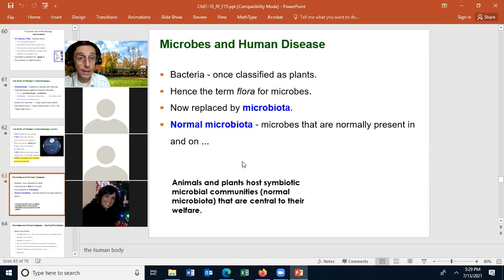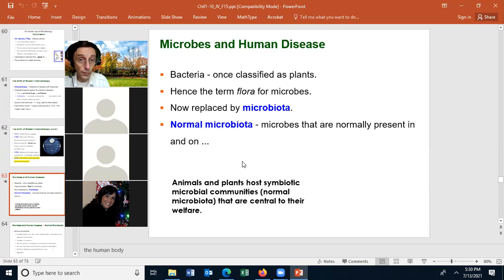All right, when we're talking about microbes, bacteria were once classified as plants. Hence the term flora or microflora was used for microbes. That has now been replaced by the term microbiota. But when I went through college and took microbiology, the term microflora was still used. So if I use that term, please correct me and say, you mean the term microbiota, all right? Because, I don't know, sometimes I just say the old term, which is no longer used.